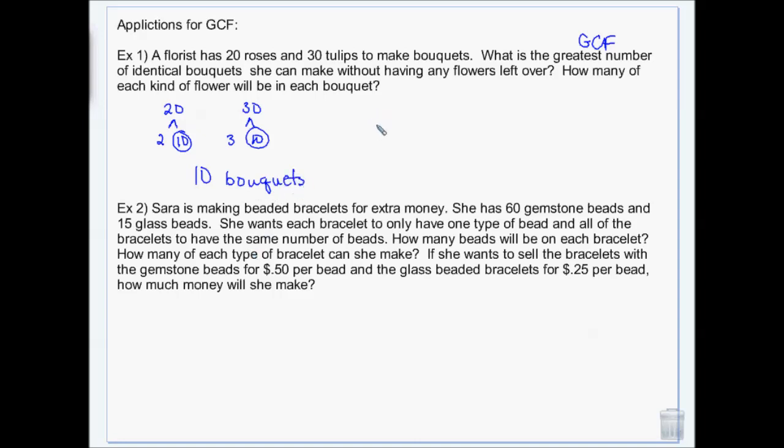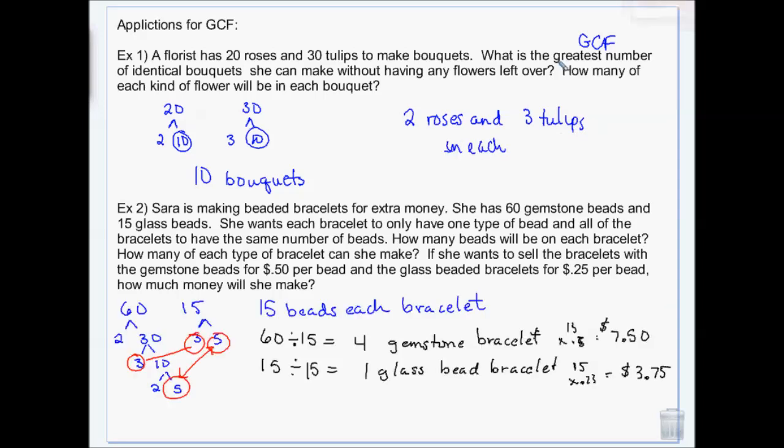So I make 10 bouquets, and each bouquet will have 2 roses and 3 tulips. I said that right at the beginning. I've done that. Okay, so I factored 60 and 15, and I got that my greatest common factor was 3 times 5, which is 15. Okay, so there are going to be 15 beads on each bracelet.